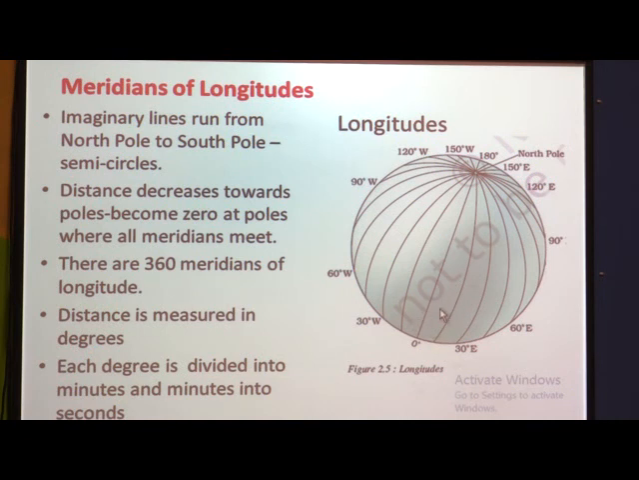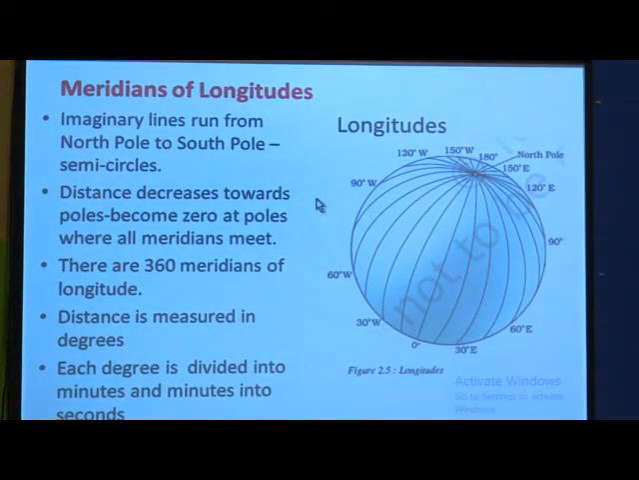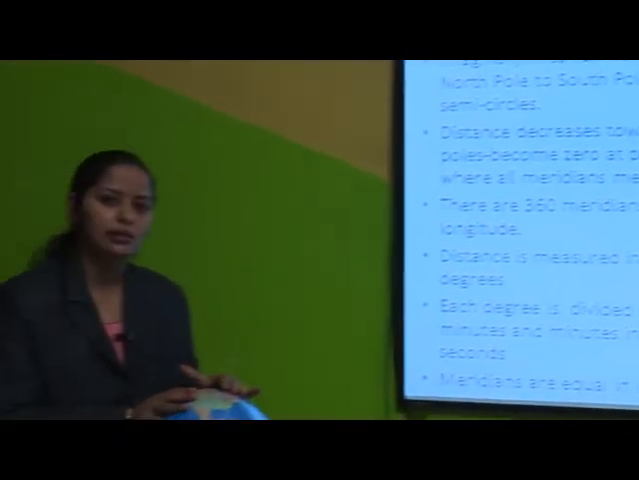Each degree is divided into minutes, and minutes are further divided into seconds, that we will learn further in the next concept. Again, these meridians are equal in length. All these meridians are equal in length. So now you came to know what meridians are. Meridians are the vertical lines on the globe. Total there are 360 meridians.